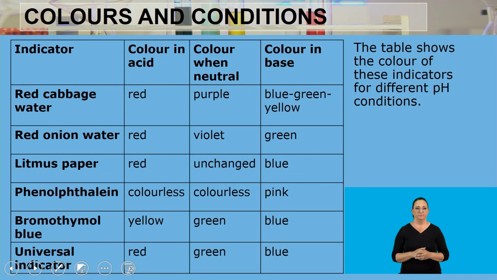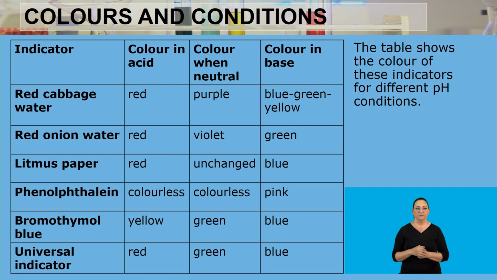So now, the table that I'm showing here shows the color of indicators at different pH values or different pH conditions. We have indicators on the left-hand side from the red cabbage water all the way to the universal indicator. And we are seeing how they change color if they are mixed with either an acid or if it's in a neutral substance or mixed with a base.